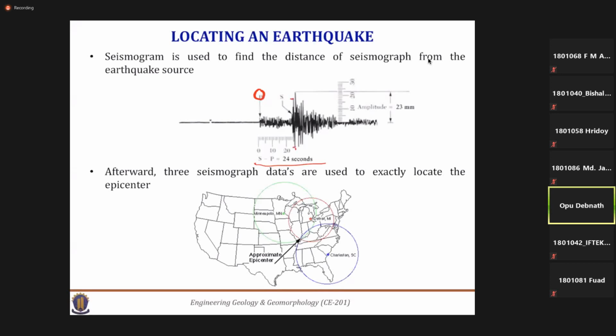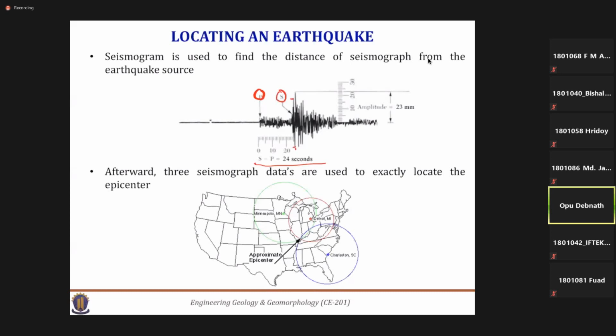So this is another large peak. At this point we will decide, okay, this is the starting of the S wave, and in this case the difference is only 24 seconds between the S wave and the P wave. As the velocity of these waves is very high, it is very difficult to isolate them.